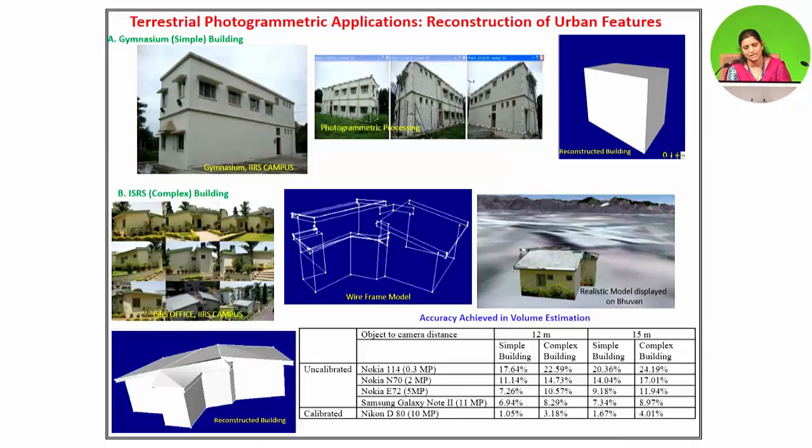Also, there is a method of calibrating your camera. Calibration of the camera means that you are finding out the intrinsic parameters of the camera, what is the exact focal length of the camera, what are the distortion parameters of the camera. So once we have done that, the accuracy goes on increasing.